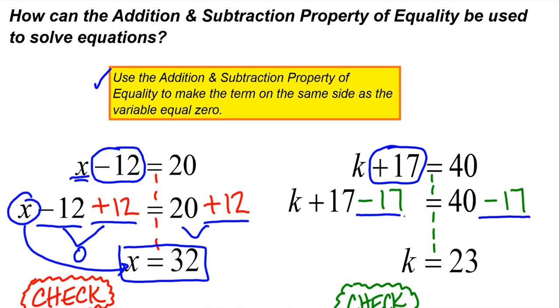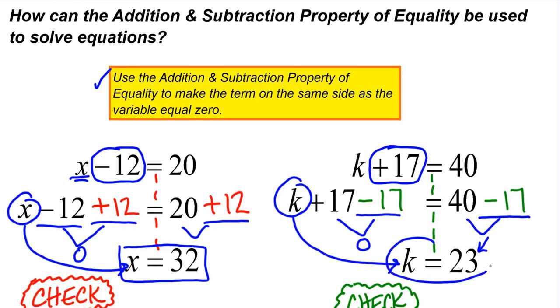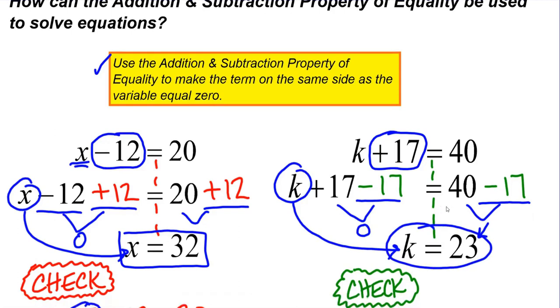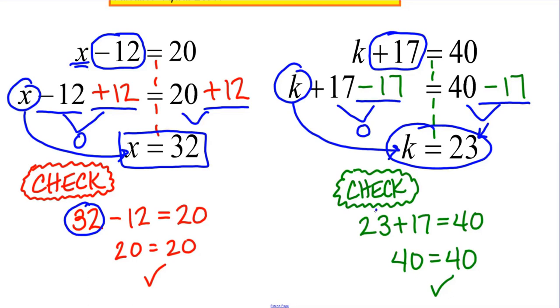And what happens on the left side here? k plus 17 minus 17. This plus 17 and this minus 17 cancel each other out, and that's just 0. So all I have left is just k. So k is left on the left-hand side, and when I subtract 17 from the right-hand side, I get 23. So k equals 23. That's my solution, and if I check it, I put 23 back in the original equation. 23 plus 17 equals 40. Turns out that is the solution. So that's how we can use the addition and subtraction property to directly solve equations.